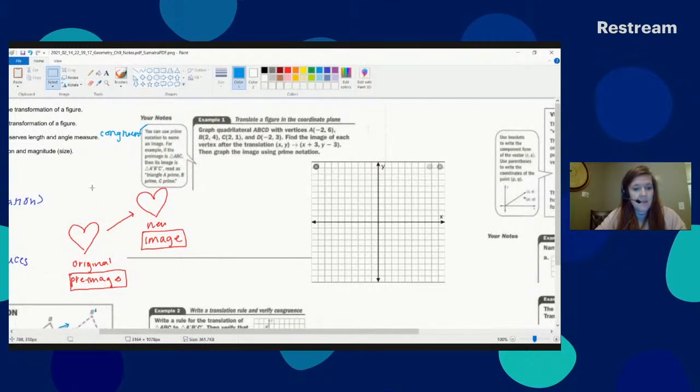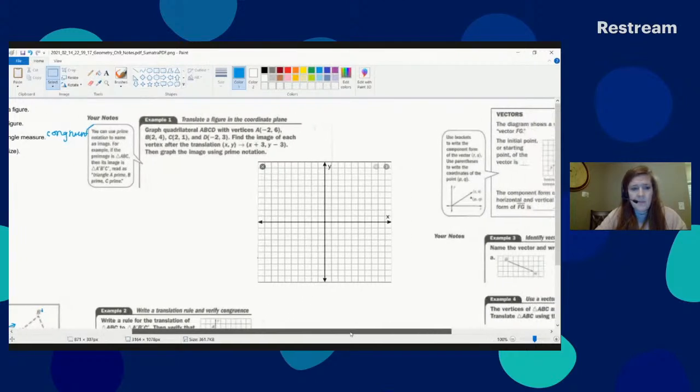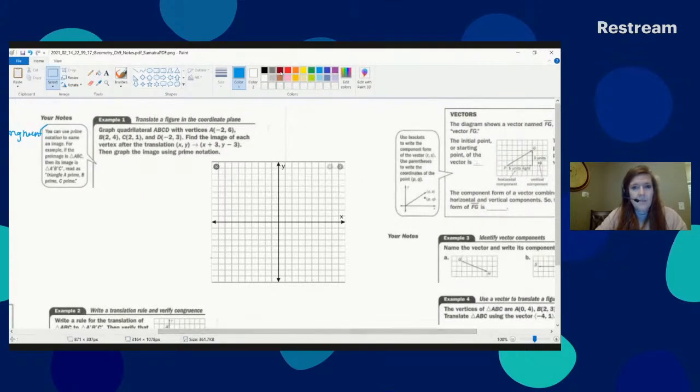So let me move this out of the way. The first thing that we're going to talk about with a translation is probably going to be some review, but it's good to review. So let's talk about example number 1 here. Example 1 says translate a figure in the coordinate plane. It says graph quadrilateral ABCD with vertices at A, B, C, and D. We have those written there. Find the image of each vertex after the translation, and then it gives us the translation notation here, how to translate that.